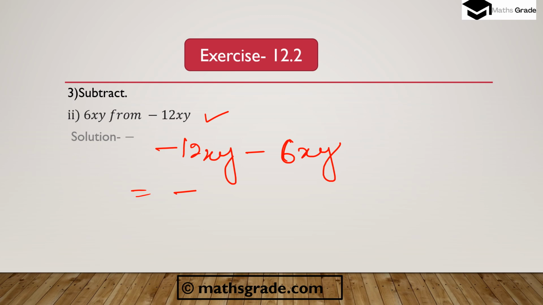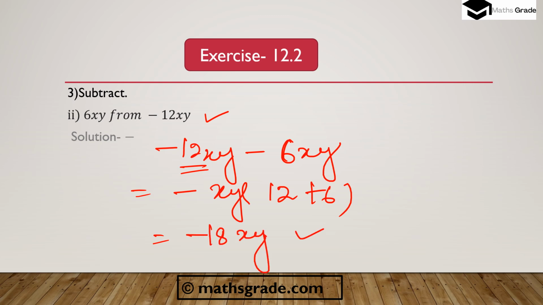So minus of. And xy will be common. And here 12 is the coefficient and 6 is the coefficient. Now 12 plus 6 is 18, minus 18xy. So subtracting 6xy from minus 12xy is minus 18xy. So minus 18xy is the answer.